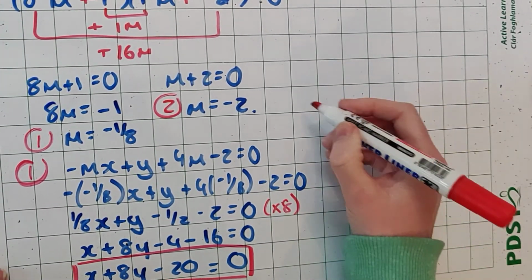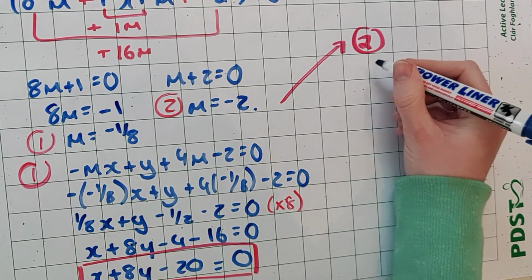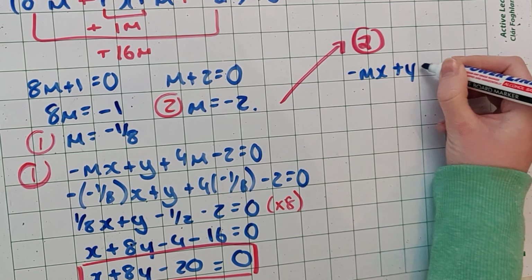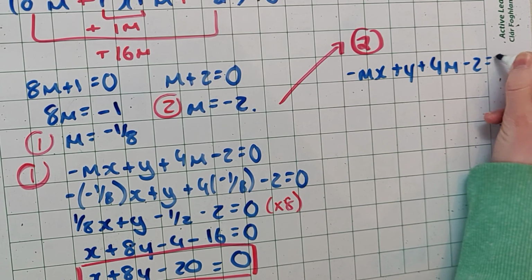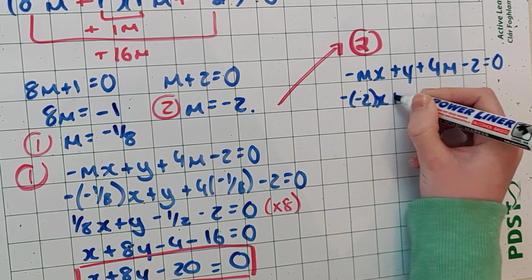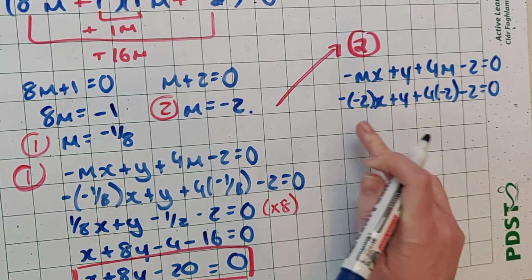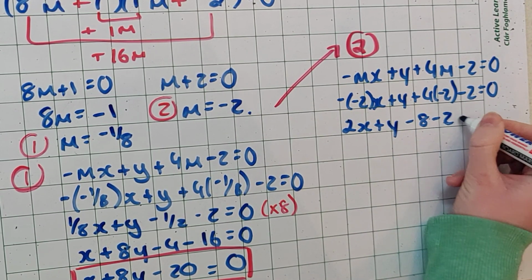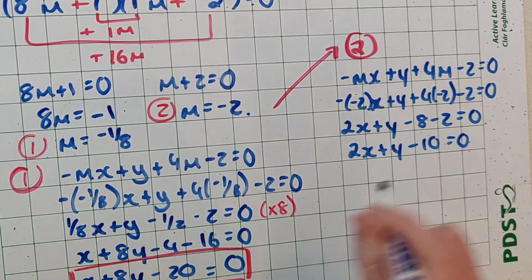So I'm going to go over here now and do it again for m equals minus 2. So using my formula again, minus mx plus y plus 4m minus 2 is equal to 0, and I'm going to sub in minus 2 for m. So I have minus by minus 2x plus y plus 4 by minus 2 minus 2 is equal to 0. So we get 2x plus y minus 8 minus 2 is equal to 0. So we get 2x plus y minus 10 is equal to 0.